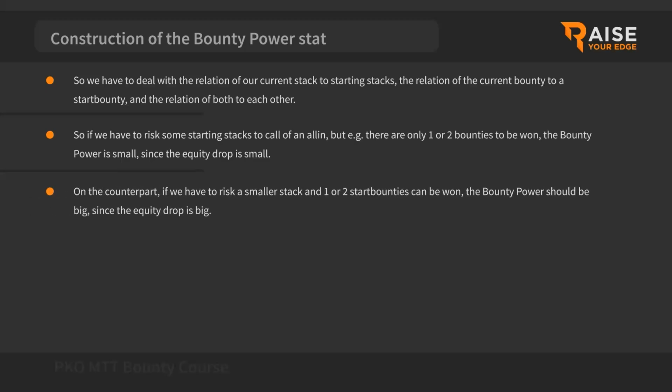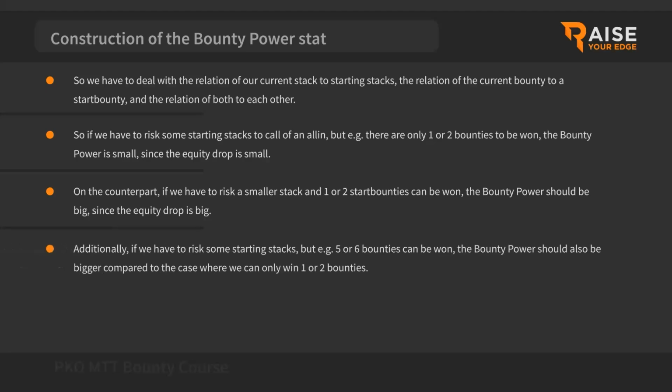On the counterpart, if we have to risk a smaller stack and, for example, 1 or 2 start bounties can be won, the bounty power should be big since the equity drop is big. So for example, if we are risking 0.5 starting stacks and can win 2 start bounties, then of course the equity drop should be substantial and the bounty power number which we are getting inside of the HUD should be displayed as a big number.